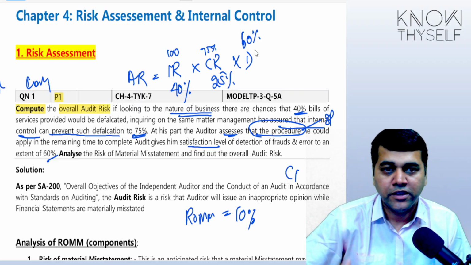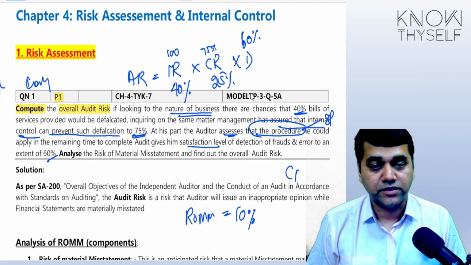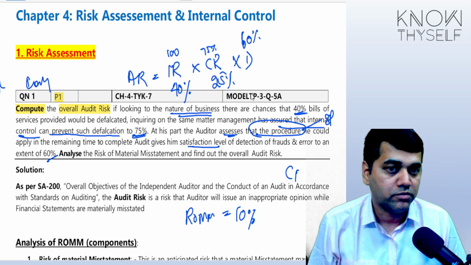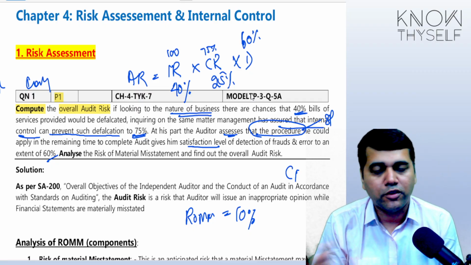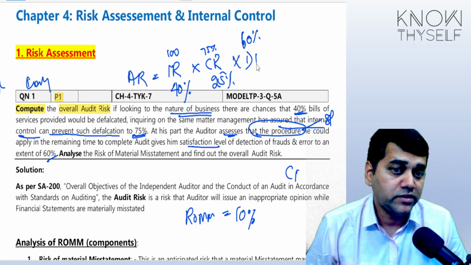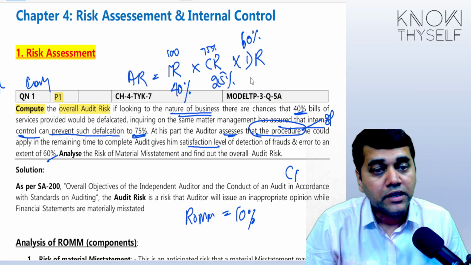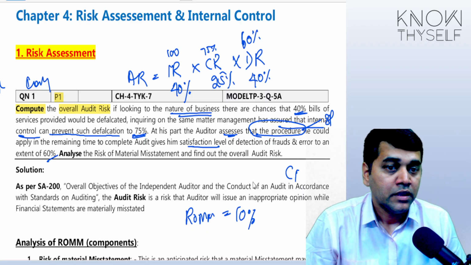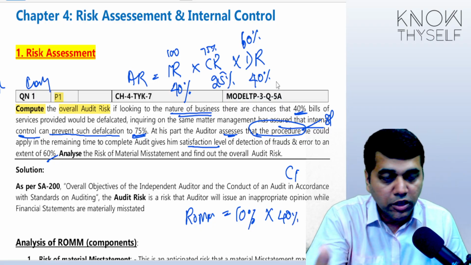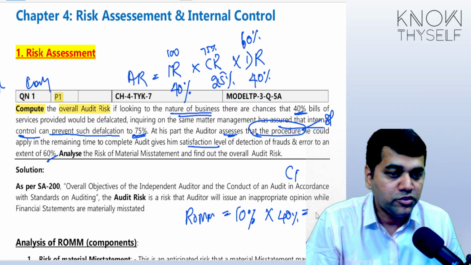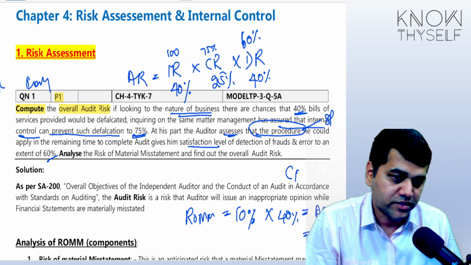That means he has some time and is going to perform something. By performing it, how much confidence is he going to get? 60%. He is not going to perform 100% of the audit; he will take some samples, and that sampling and his mistakes can give him 60%. So the risk that he would not have detected something is only 40%. Now when I multiply RoMM 10% with the 40%, which should be the balancing figure, what is your audit risk? Audit risk happens to be 4%.